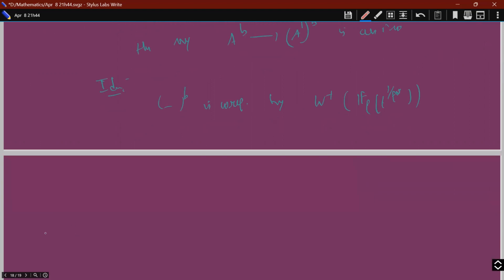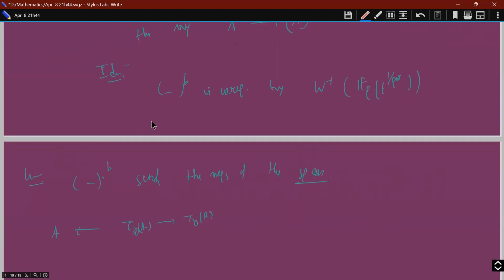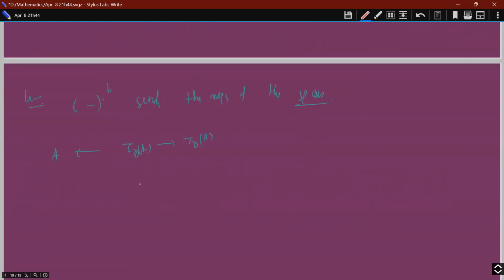Will be done. And another lemma. Sends the maps of the span. Shouldn't it be the span? So it looks something like this, I believe. So the equivalence is provided.